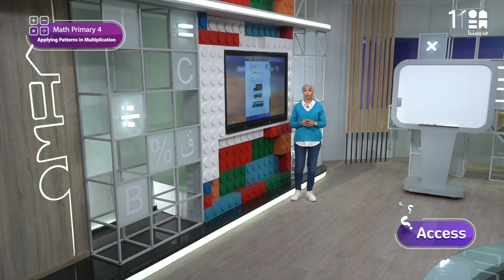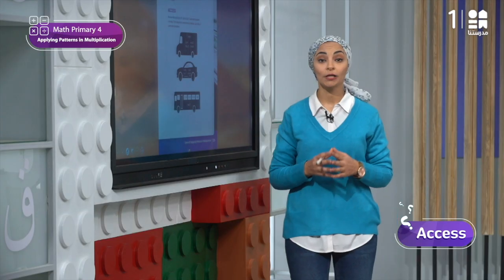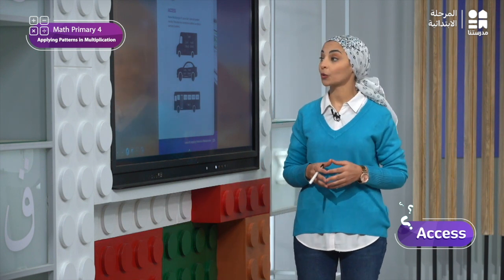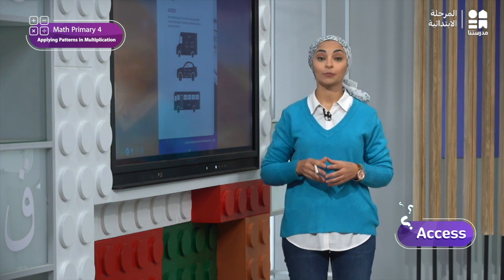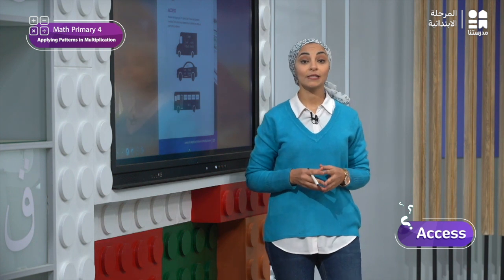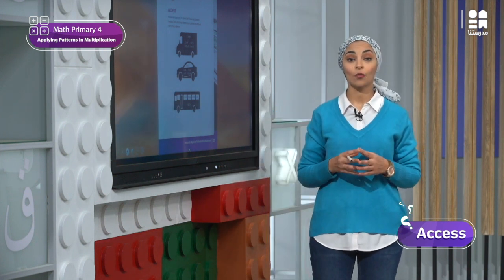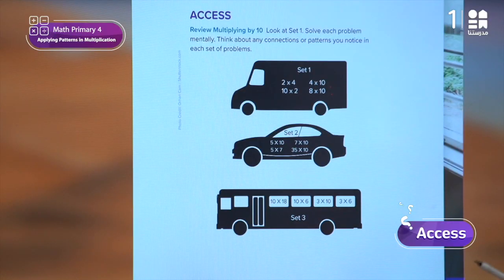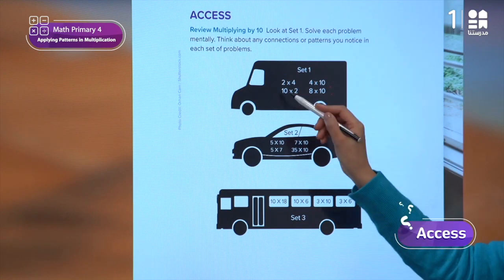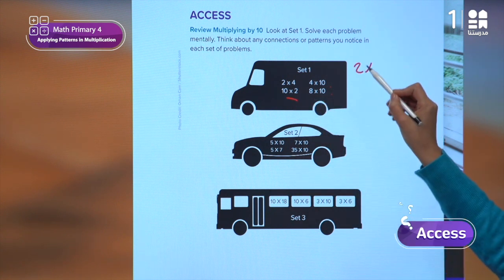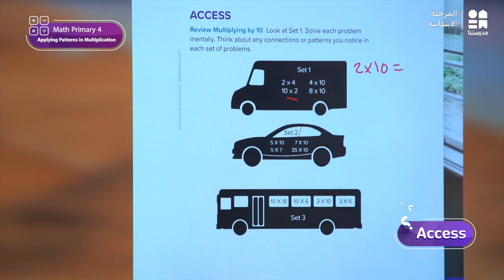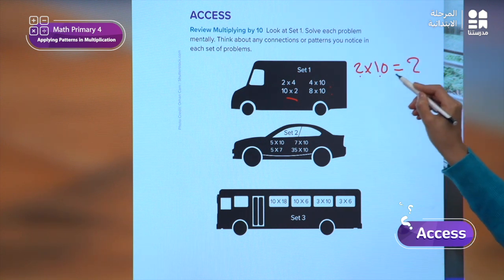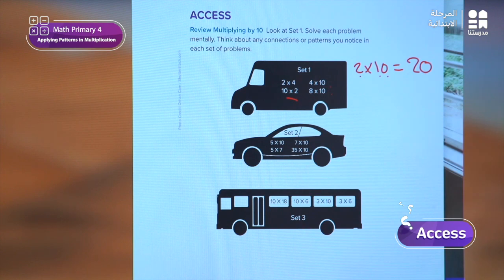Now I am sure you have noticed a pattern in these problems. In set 1 we are multiplying by what? Yes, as you see here in set 1 we are multiplying by 10. What does multiply by 10 mean? First I will multiply by 1, then add 0 in the ones place. So 2 times 10 equals what? 2 times 1 gives me 2, and then I add this 0 in the ones place.